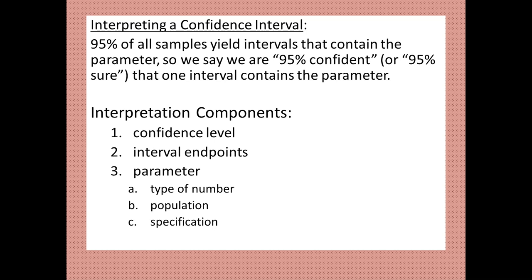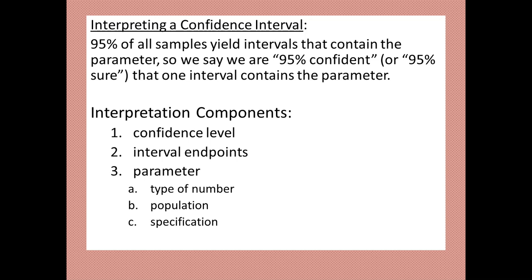When you're writing out the parameter, you got to have 3 things. The type of number, really that's saying, is it a proportion? Is it a mean? That's what I mean by type of number. Whatever the population is has to go in there. And then there's a specification part.